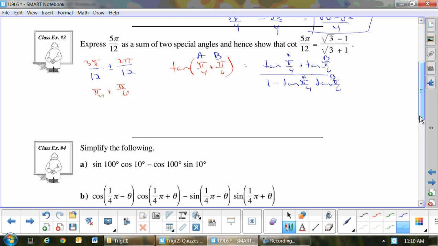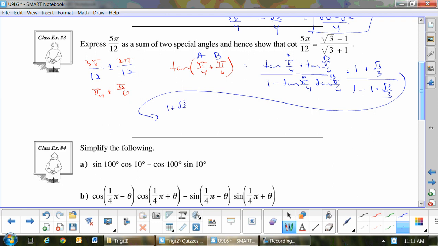Now I'm going to do some math. I'm going to use some unit circle. Okay? So can I just substitute tan pi over 4? It's 1 plus tan pi over 6, root 3 over 3. Then I have 1 minus tan pi over 4. It's 1 times tan pi over 6, root 3 over 3. Okay, I'm running out of room, so I'm coming over here. So I am now at 1 plus root 3 over 3 over 1 minus root 3 over 3.